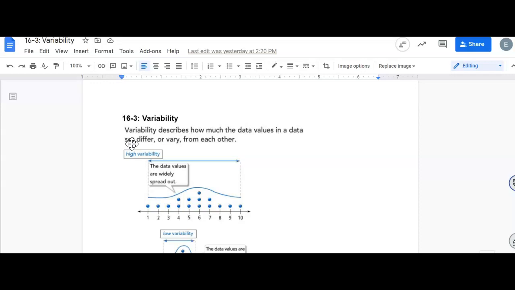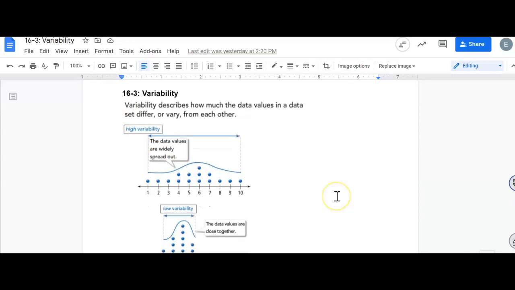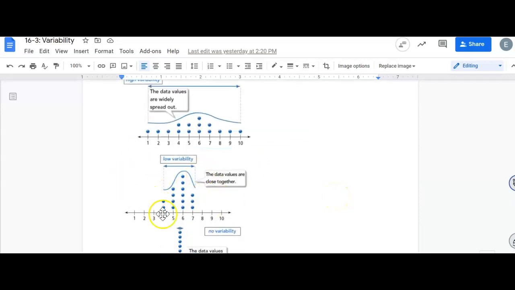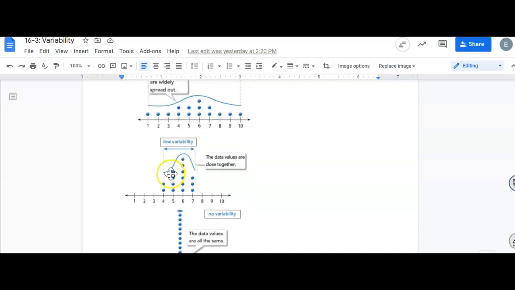The next one, it says low variability. Why would we say this is low variability? Macy. Since they're close together. Good. All these points, these data values, are lumped together.